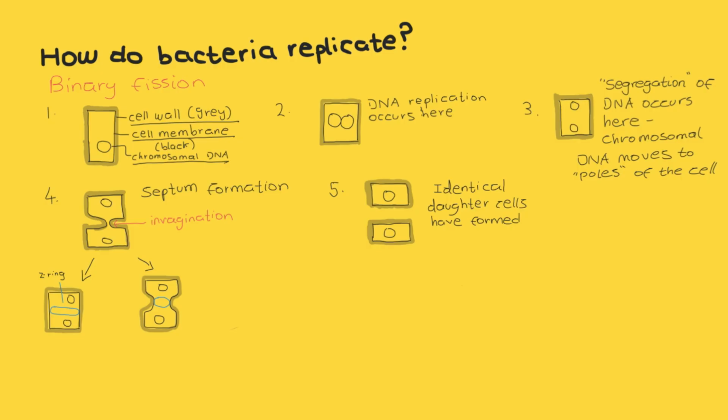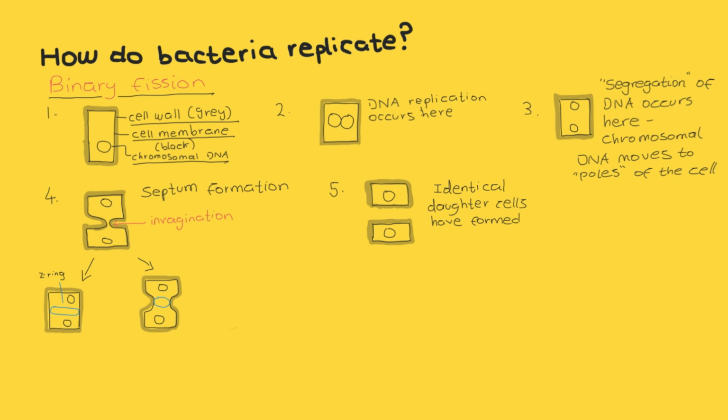How do bacteria replicate? Bacteria replicate via a process known as binary fission. So here I have drawn out a step-by-step illustration of this process, and I will of course explain. So we start off with our typical bacterial cell. I have omitted some of the parts which aren't relevant to binary fission, for example the ribosome. So here are the bare bone bits.